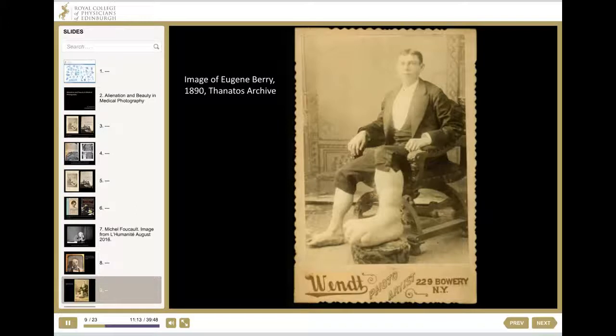Taken in a photography studio in 1890, this image of Eugene Barry, a man suffering from elephantitis, is an excellent example of early clinical photography. Barry is seated in an armchair. He's before a set backdrop. The idea is that it would look like he's inside a home. He is inside a studio.